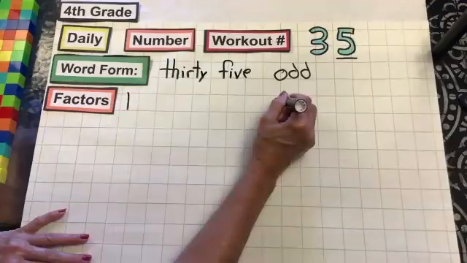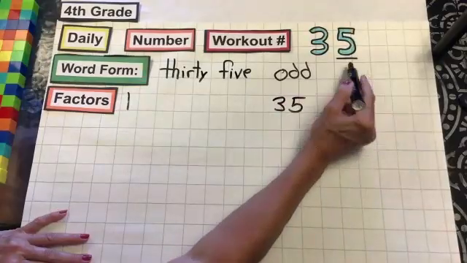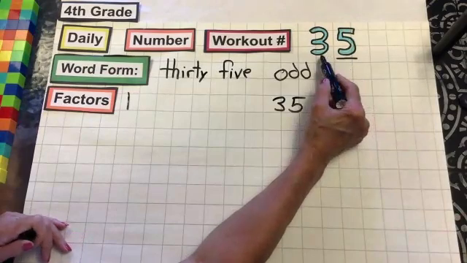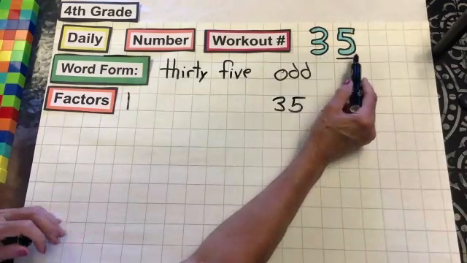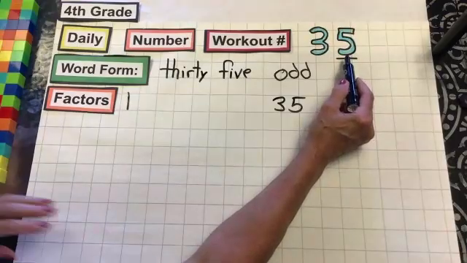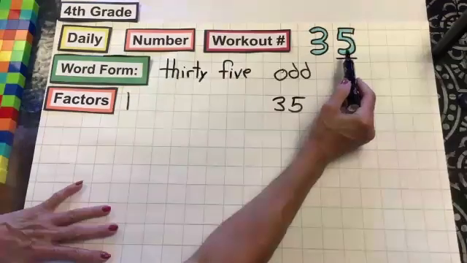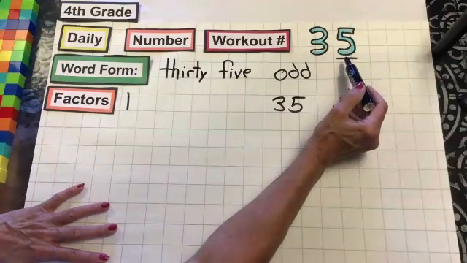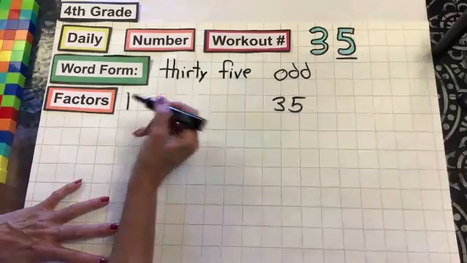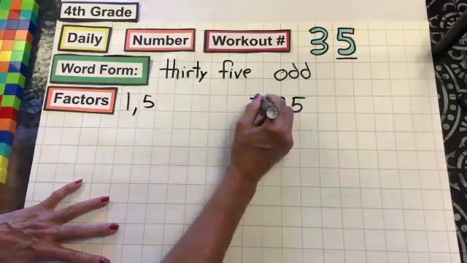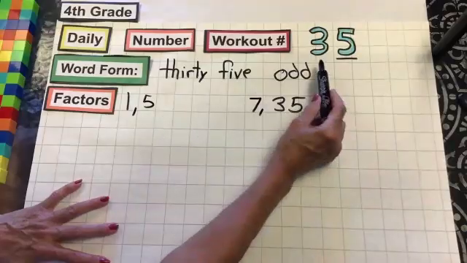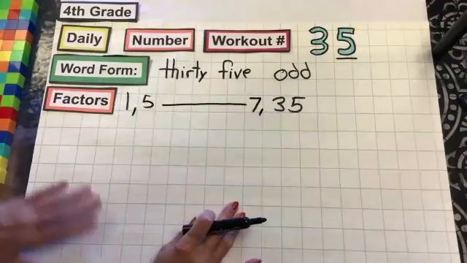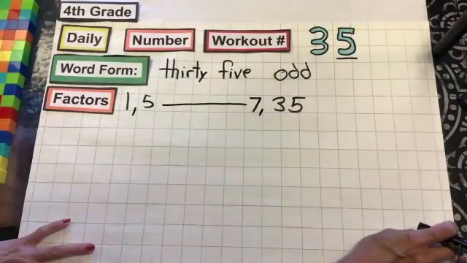So we know 1 times 35. 2 doesn't go in because it's odd. 3 doesn't go in because 3 went into 33 and then it would go into 36. So it passed it up. 4 doesn't go in because it's odd. All even numbers have to have even numbers to go into evenly. 5 goes in 7 times. And then 6 doesn't go in because it goes into 30 and 36. So we are done. That's how we find our factors. Makes it fast and easy.